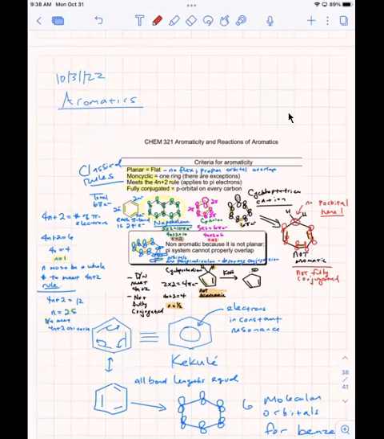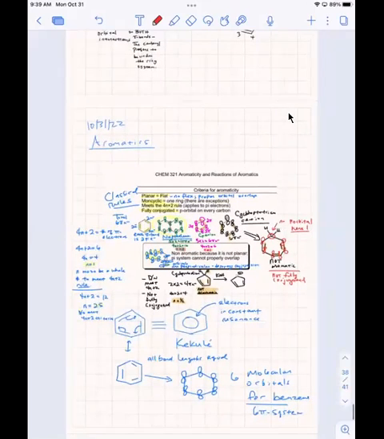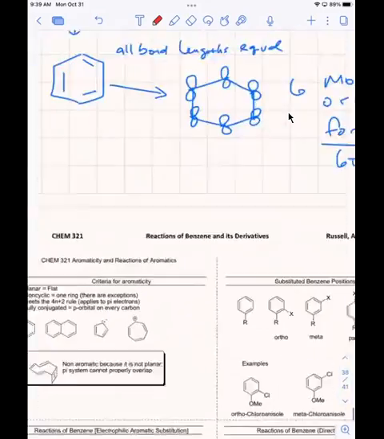All right, these are your rules for aromaticity, and these are the classical rules. There are exceptions to the monocyclic rule. There are no exceptions to 4n+2, and there are no exceptions to it being fully conjugated. It has to be fully conjugated. Any questions about that? All right, let's do one more example.